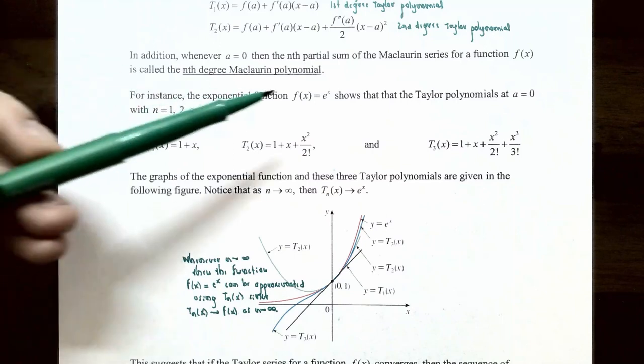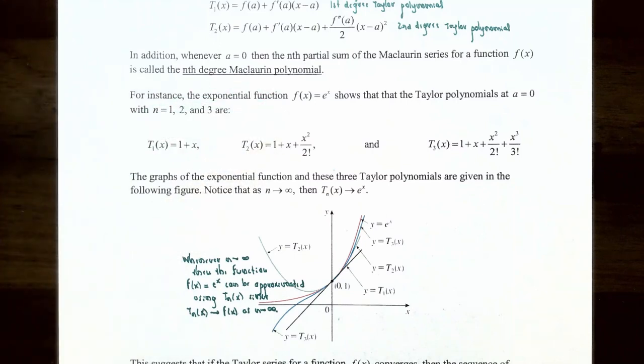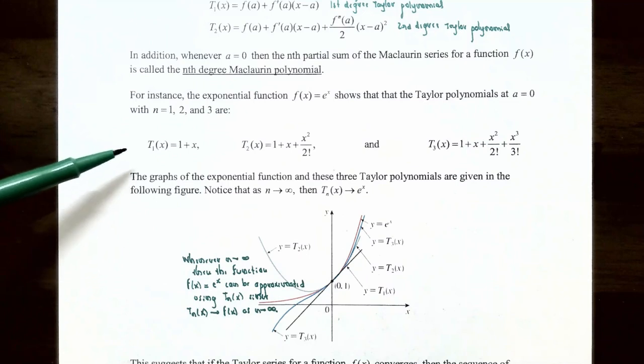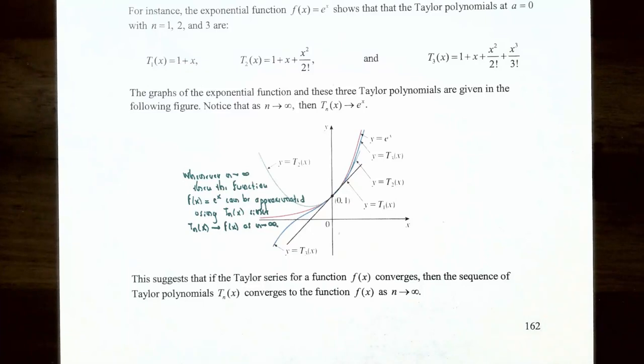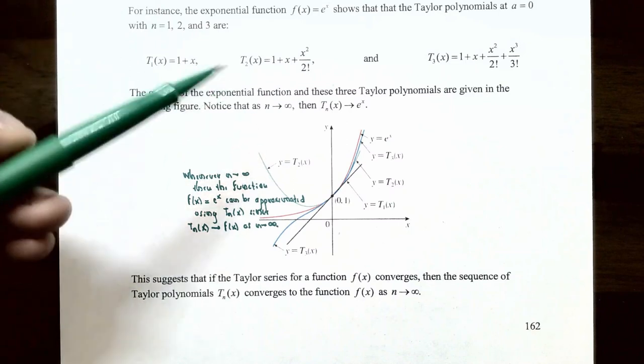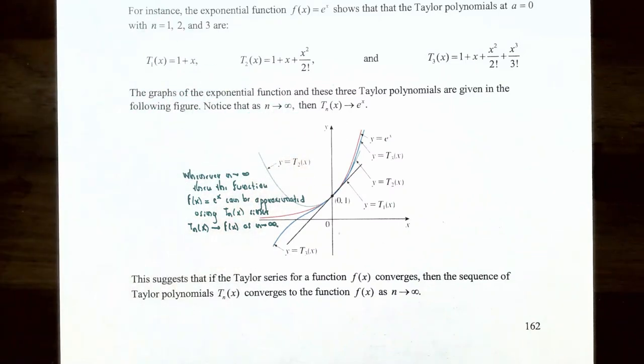Keep in mind that the Maclaurin series for the function f of x equals e to the x was the series n equals 0 to infinity of x to the n divided by n factorial. So these are the 1st degree, 2nd degree, and 3rd degree Taylor polynomials for the function f of x equals e to the x. The graphs of the exponential function and these three Taylor polynomials are given in the following figure. Notice that as n goes to infinity, T sub n of x will actually approach the function e to the x.